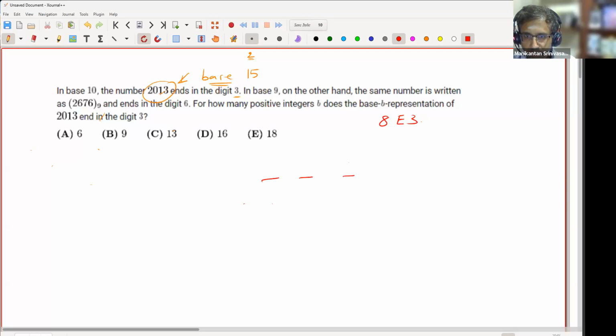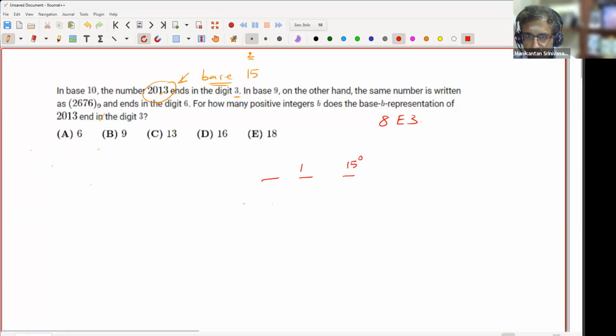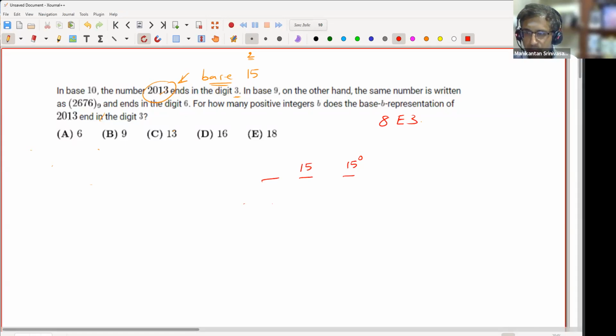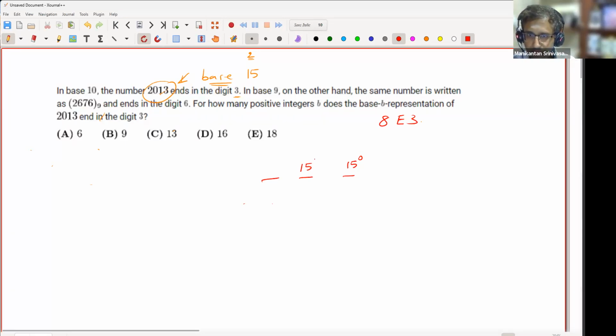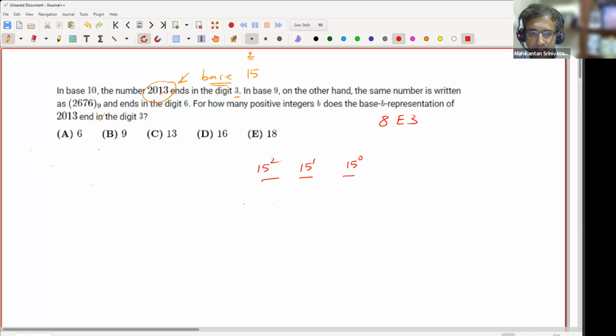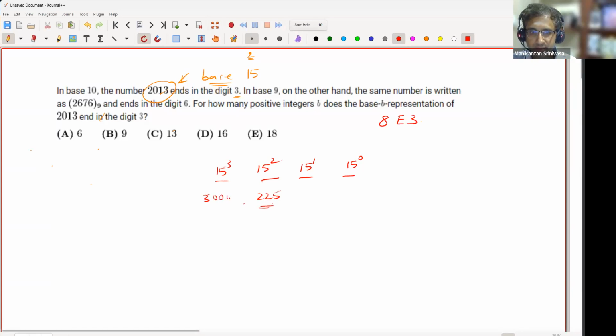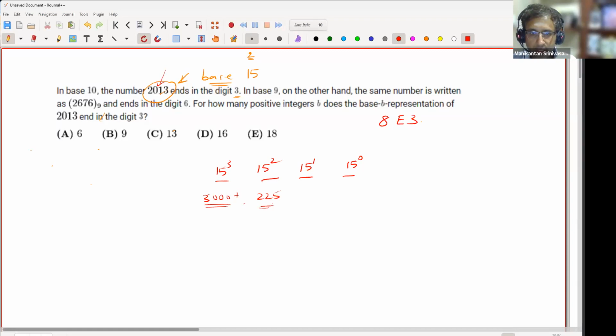The units digit will have a weight of 15 power 0, or essentially 1, right? The tens digit, so quote unquote tens digit that we call, will be a value of 15. The next digit will have a value of 15 square. The next digit will have 15 cube, and so on, correct? What is 15 square? 225. 15 cubed is 225 times 15, which is some 3000 plus, right? And we are talking about a smaller number than that. So we don't have to go to this digit at all. You're going to achieve our result even before that, all right?